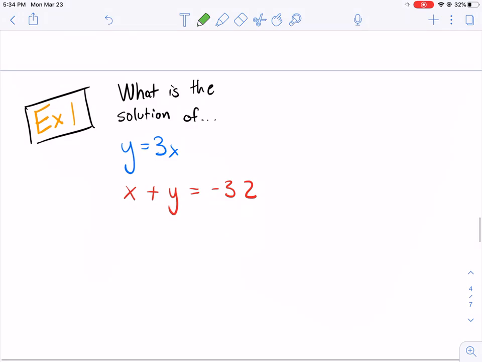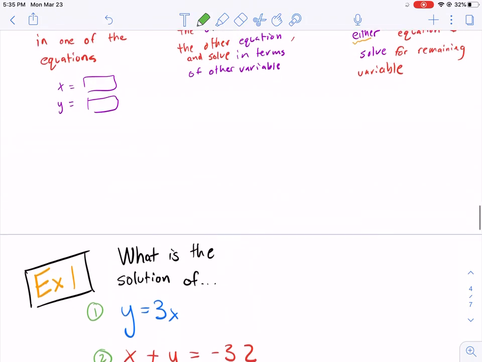So we have, what is the solution of, and the reason why we know it's a system of equations is because we have two equations. A system is two or more, so this is two, and that makes it a system. The first one is in slope-intercept form, y equals 3x. The second one is not. It is x plus y equals negative 32.